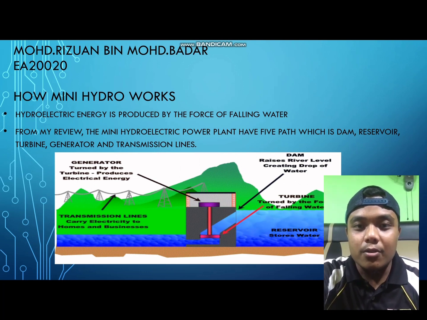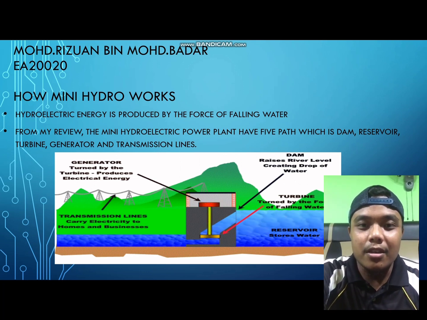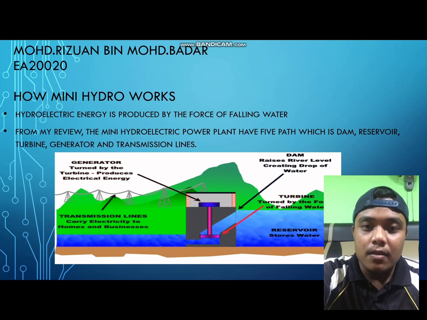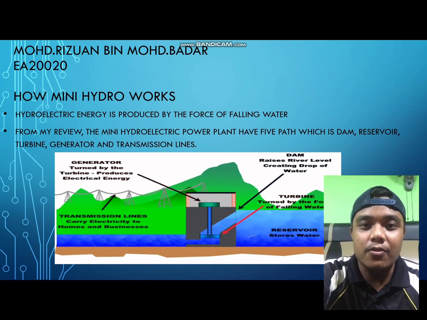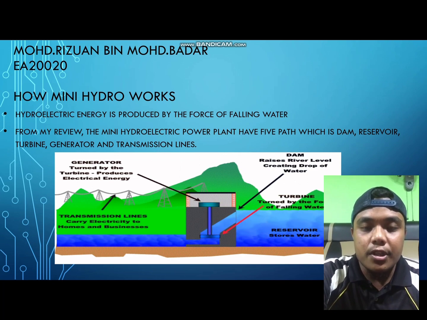source of energy. Now I would like to talk about how mini hydroelectric works. Hydroelectric energy is produced by the force of falling water. Then there are three sizes of hydroelectric power plant, which are large hydropower, small hydropower, and micro hydropower. From my review, the mini hydroelectric power plant has five parts, which are dam, reservoir, turbine, generator, and transmission line.